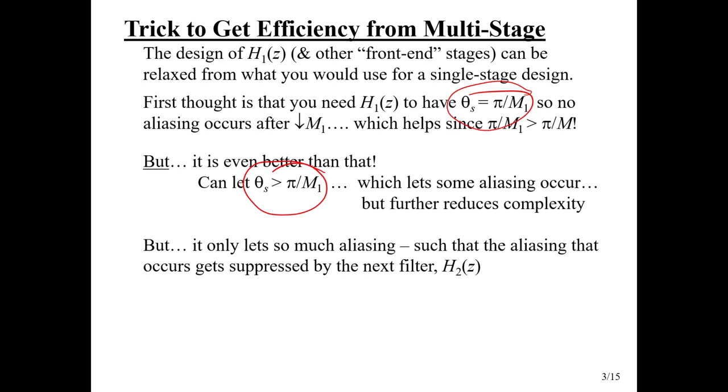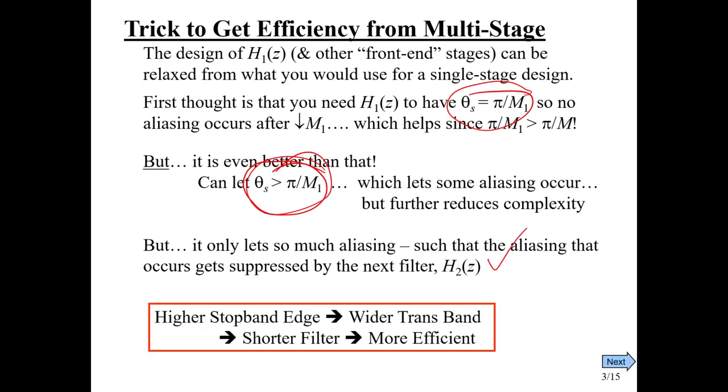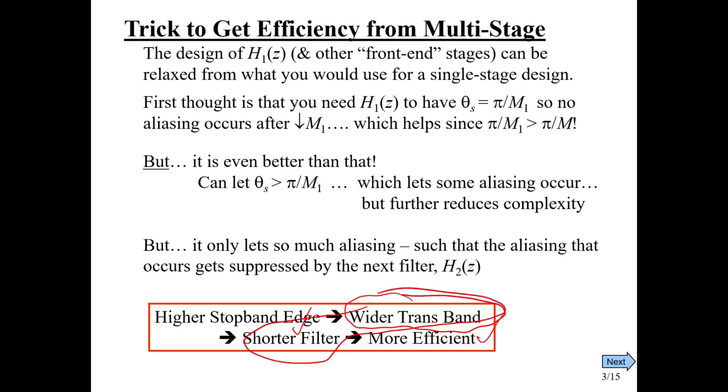So that's the key. Let some aliasing happen, but clean it up in the next stage, or whatever stages come after that. So because of that, this is even better. It's pushing our stop band farther out. And remember, relative to the pass band, the pass band is staying the same. So that means we have made an even wider transition band, which means a shorter filter, which means more efficiency in our FIR. We're going to see soon a relationship that tells us how the transition bandwidth relates to the filter length. So we'll see that in the example.